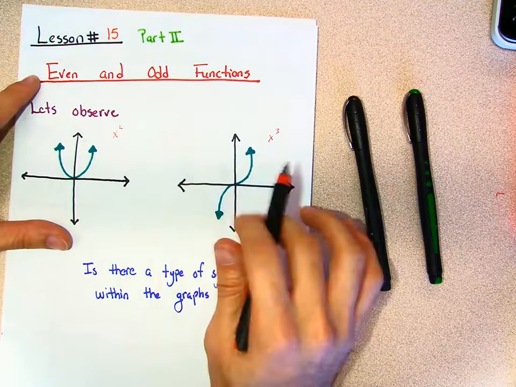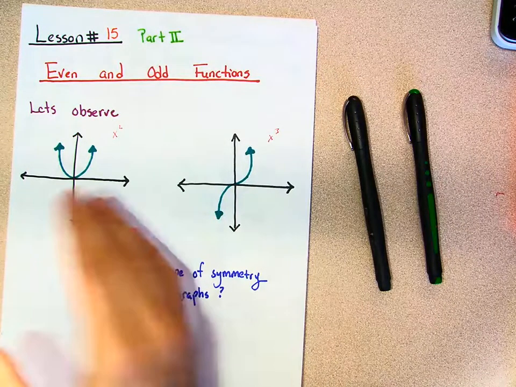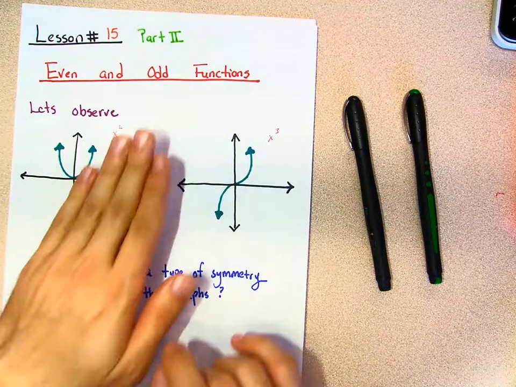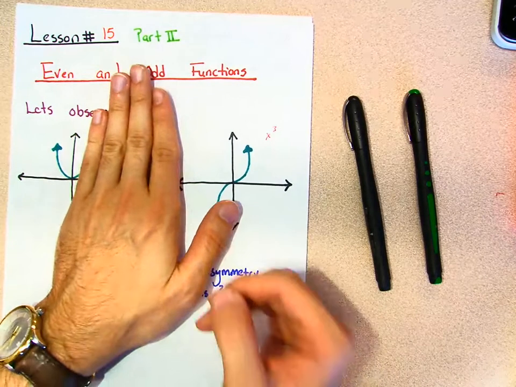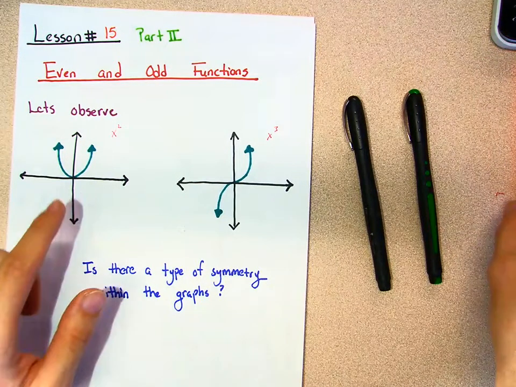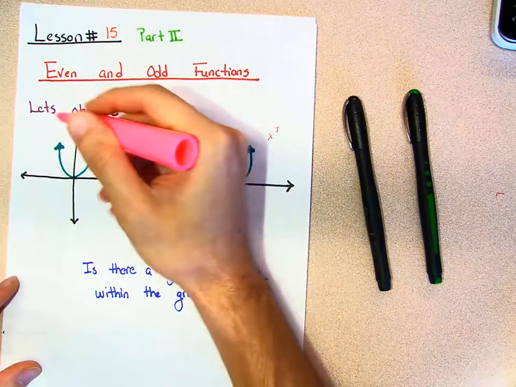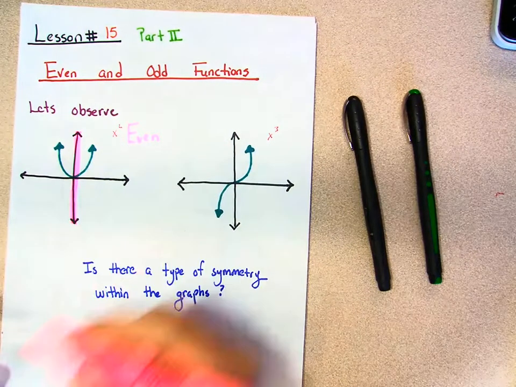So take a second, pause the video. Do you see some sort of symmetry? Okay. If you're coming back to the video, let's take a look at this. If we have x squared, notice that whatever is on this side, it's reflected over to this side. So we call this type of function even, okay? Because there's a symmetry with respect to the y-axis, okay?